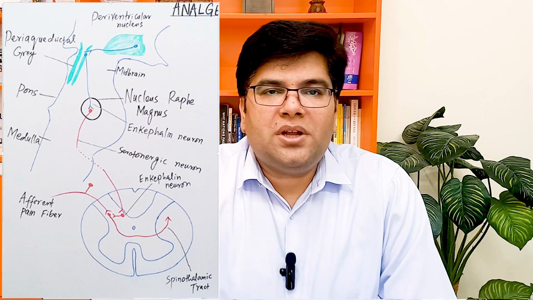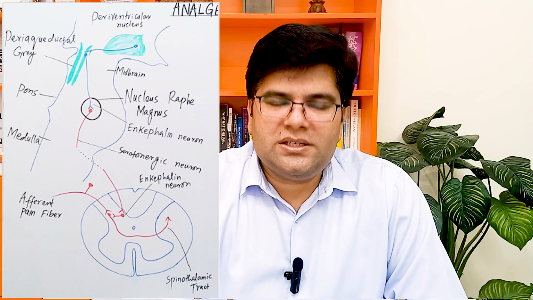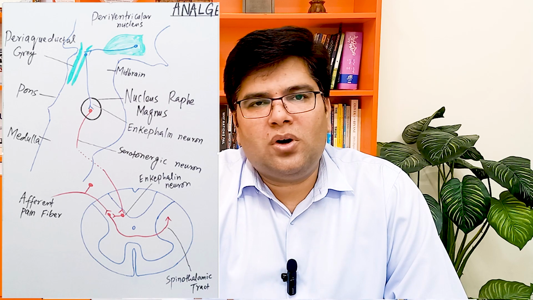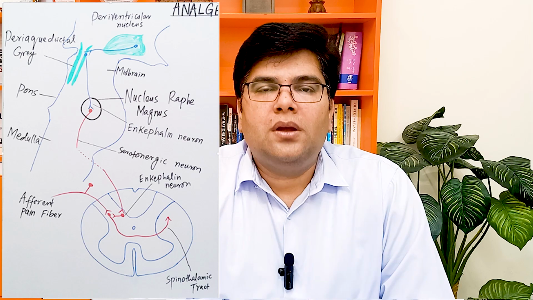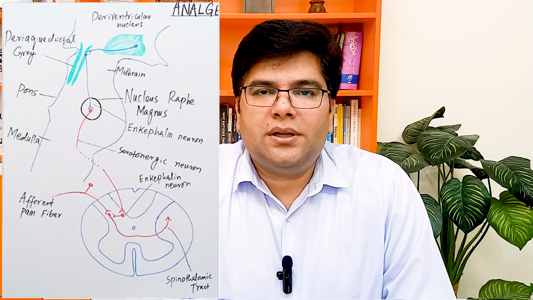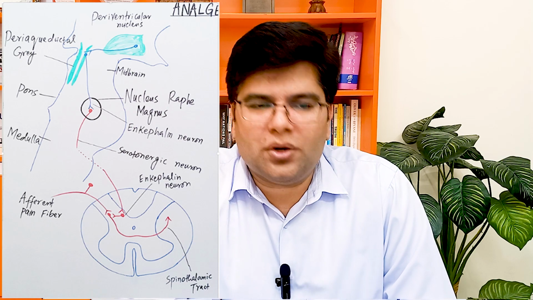Analgesia system is the body's natural pain suppression system. It's a descending pathway which provides pain relief, and this is because of presence of endogenous neurotransmitters like enkephalin, which is a natural opiate, and also some non-opiate substances like serotonin.